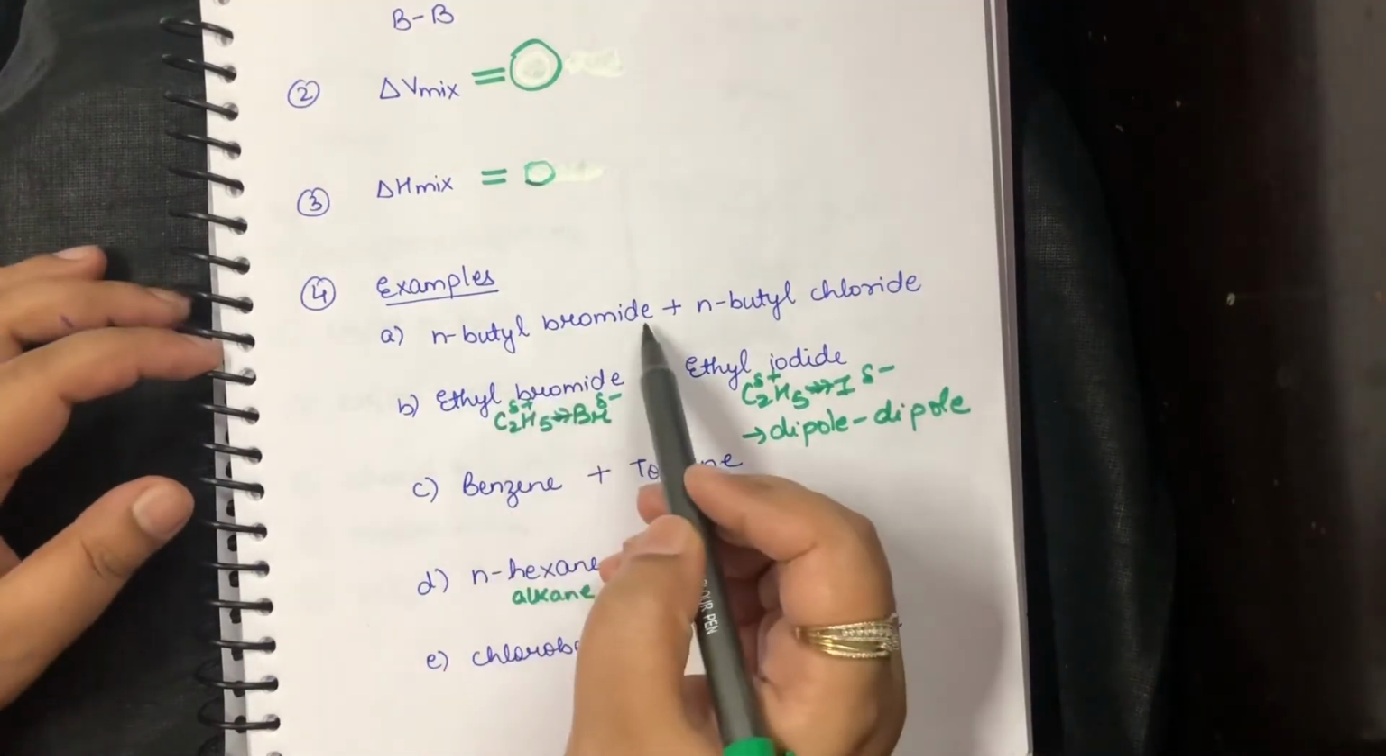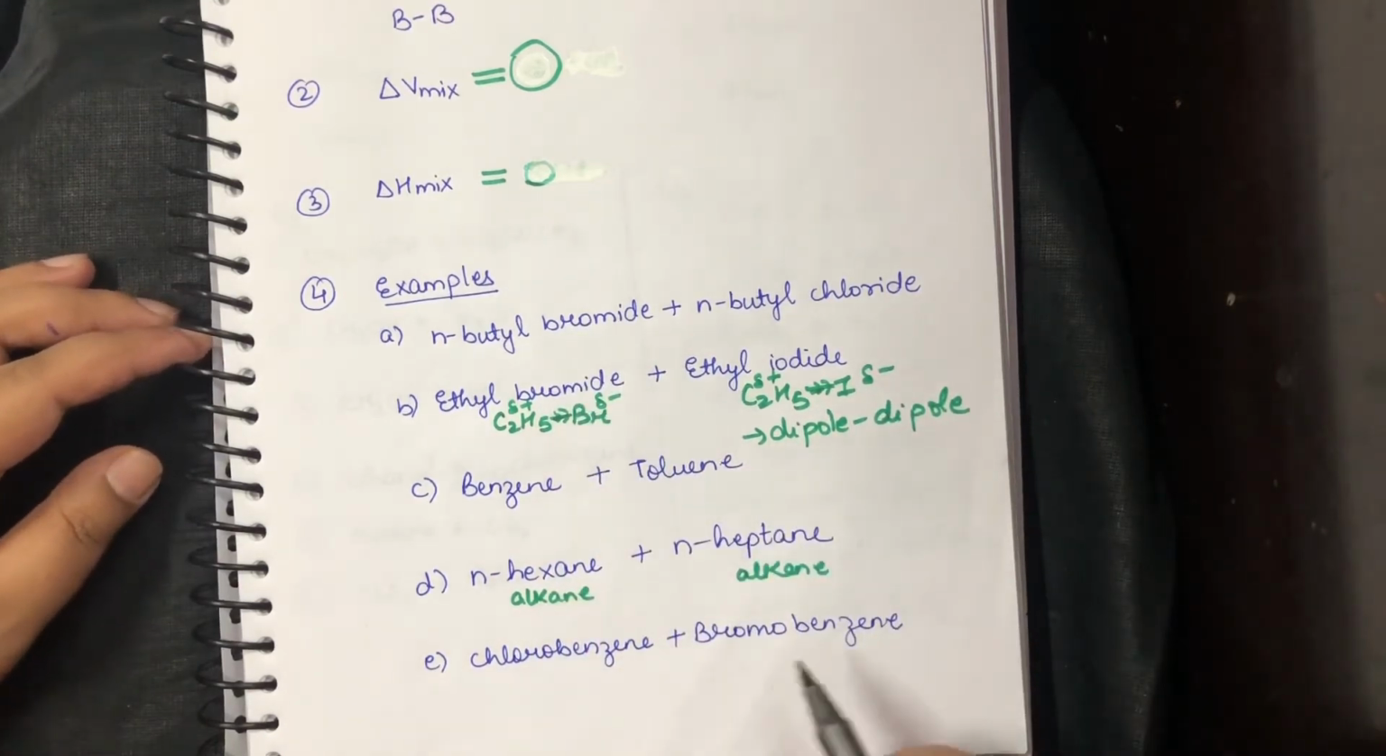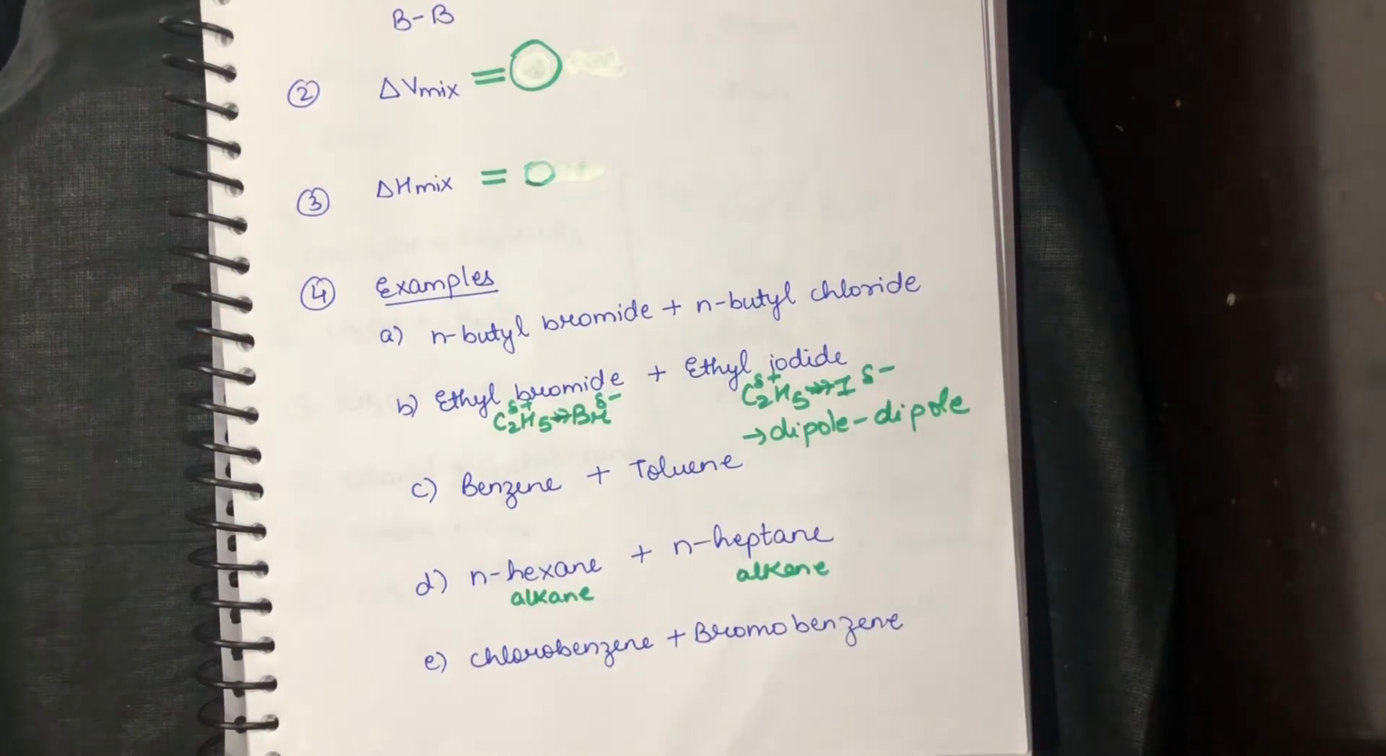Similarly, N-butyl bromide and N-butyl chloride, similar to the example above, and chlorobenzene and bromobenzene, more or less the interactions remain the same. Hence, if a few examples are given to you and you have to figure out what kind of solution it is, you can easily figure it out by knowing the interactions between the solute and solvent particles.